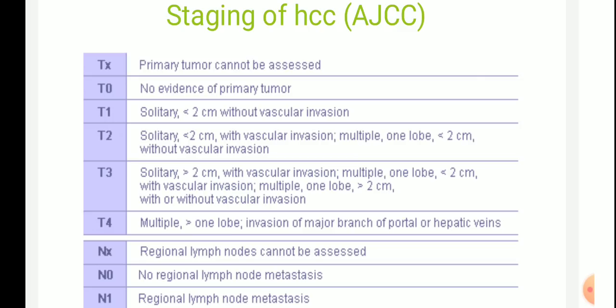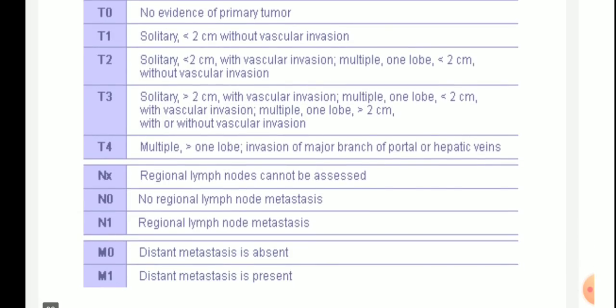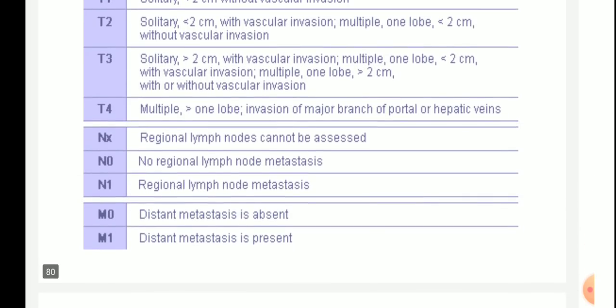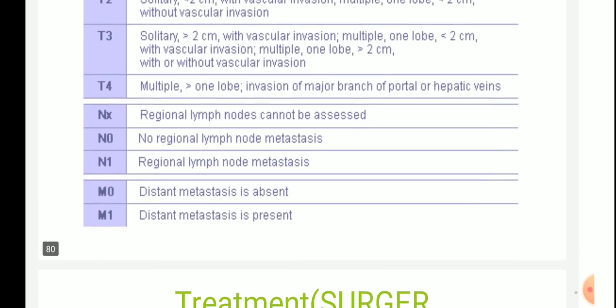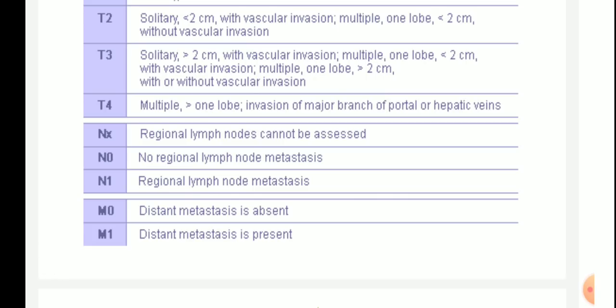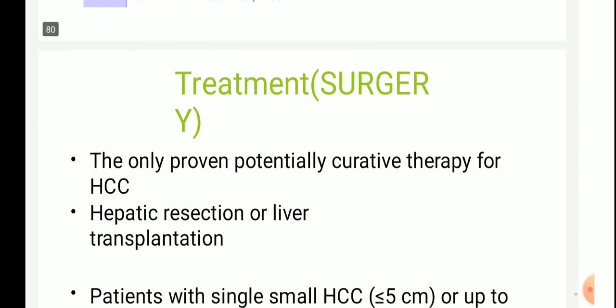The primary tumor less than 2 centimeter without vascular invasion, solitary less than 2 centimeters with vascular invasion, then solitary greater than 2 centimeters with vascular invasion, multiple, one lobe involvement, then T4, then nodal, NX, N0, N1, regional lymph nodes: no regional lymph node metastasis, regional lymph node metastasis. M0, M1, that is metastatic status: distant metastasis absent, M0, distant metastasis present, M1.